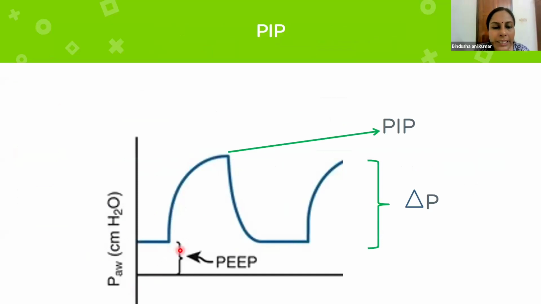Okay, so this is a picture which shows the PEEP and PIP. So this is the PEEP and this is the delta P, and PIP will be a total of PEEP plus delta P.